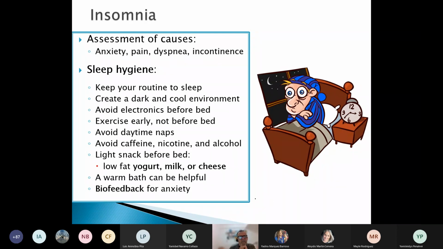I saw specifically yogurt as a snacking question. Of course, who doesn't know that avoidance of caffeine, nicotine, and alcohol will help a person that is having insomnia?